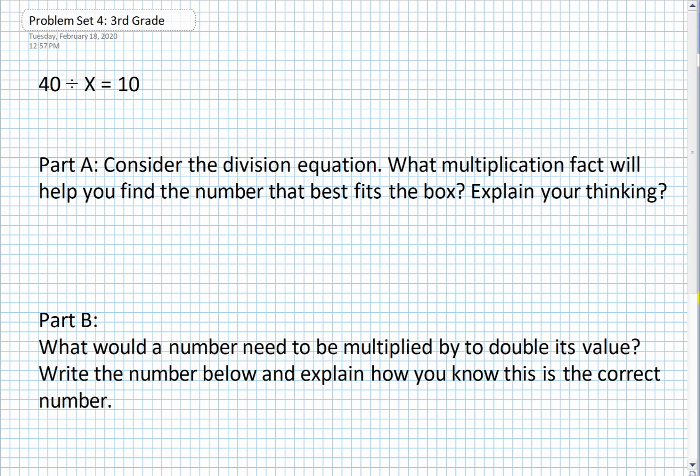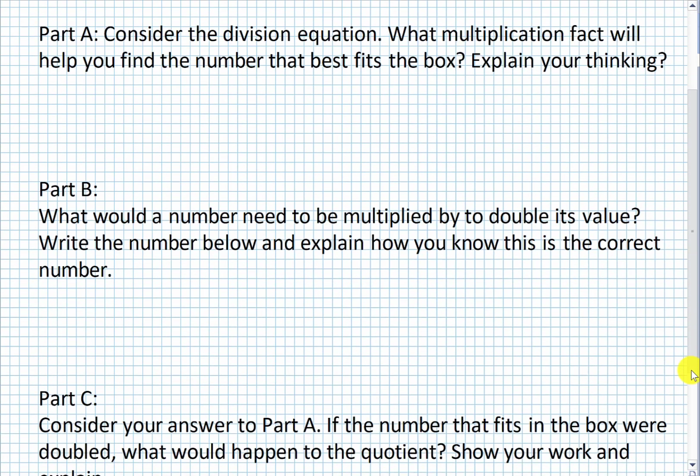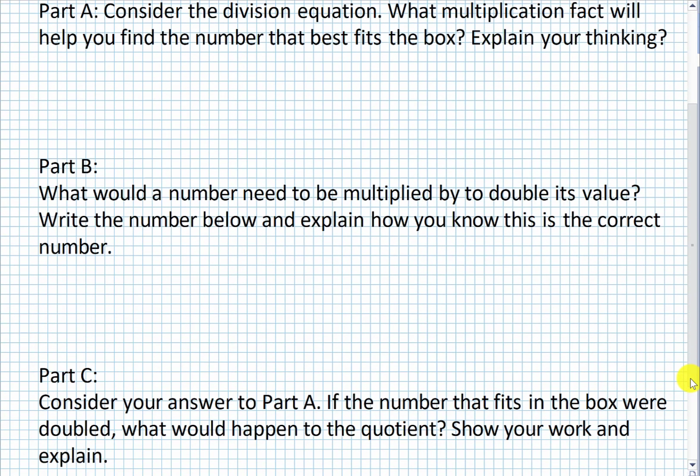I did not have the option to make an empty box on my sheet here, or to be honest, I just didn't take the time to find the empty box. So we'll use an X as a placeholder. So I have 40 divided by X equals 10. Part A says, consider the division equation. What multiplication fact will help you find the number that best fits the box? Explain your thinking.